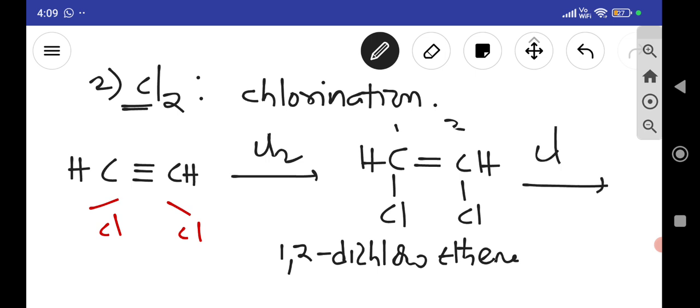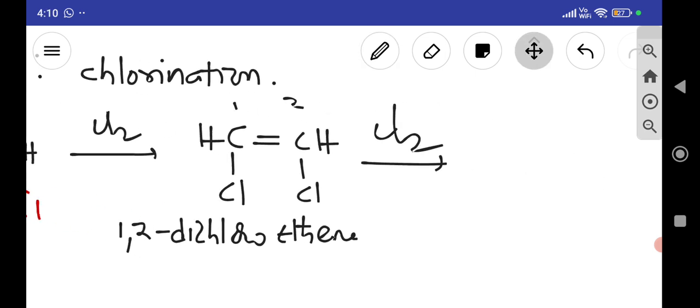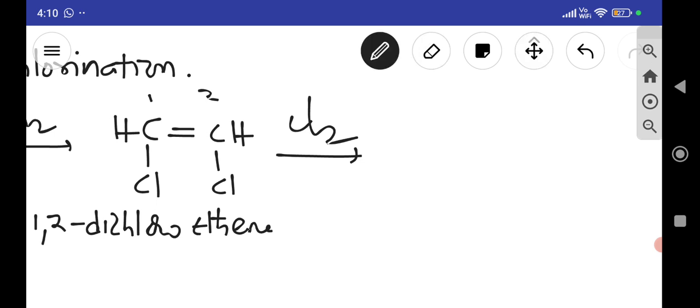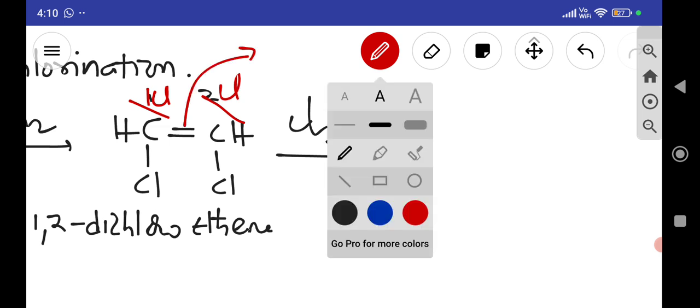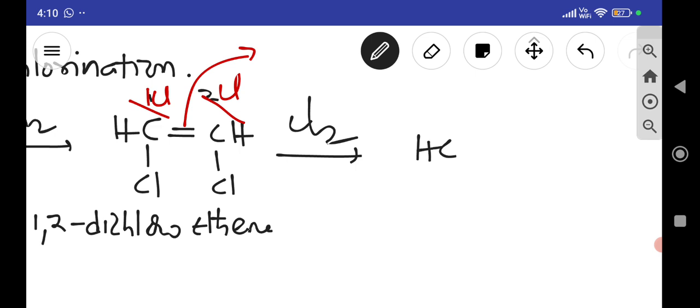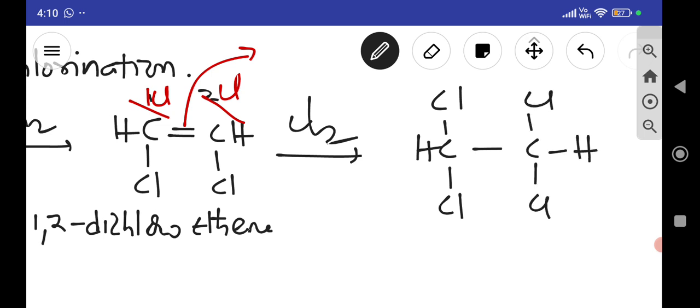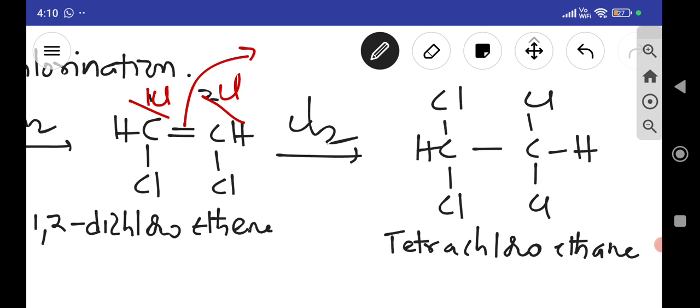So once again, if you add Cl2, you will get the final product. What is that? Add one Cl and another Cl here by the removal of the double bond. So you are going to get a product like this: CHCl2, single bond, CHCl2. Each carbon has Cl, Cl and H. So this is called tetrachloroethane. So this is about chlorination.